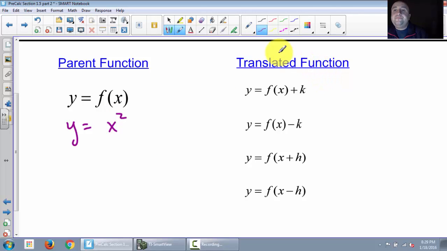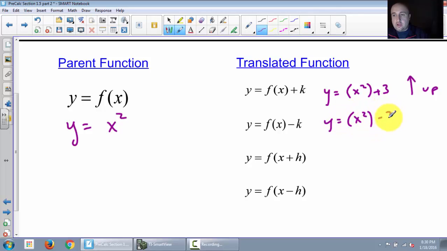If we take our function and we add a number after it, for instance, y equals x squared and we add a 3 after it, this plus k is going to make our graph move up. Whatever the number is, it's going to move up. And then if we take our function and we subtract something after it, for instance, y equals x squared minus 3, our graph is going to go down by whatever the number is.